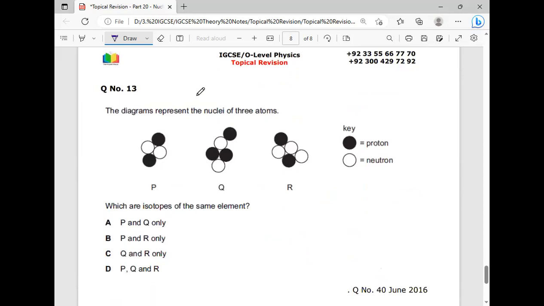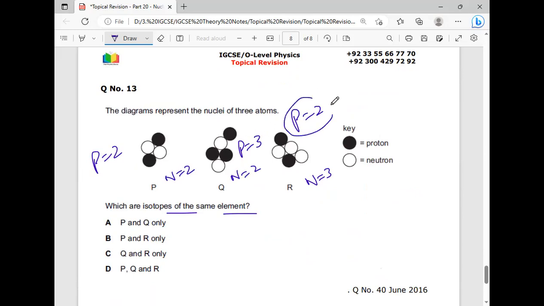The diagram represents nuclei of three atoms, which are isotopes of the same element. Now this key is given. Number of protons: how many protons? 2. How many protons? 3. How many protons? 2. Number of neutrons: 3, 2, 2. So by definition, the atoms having the same number of protons, P equals 2, P equals 2, so P and R. So option B is the correct answer.